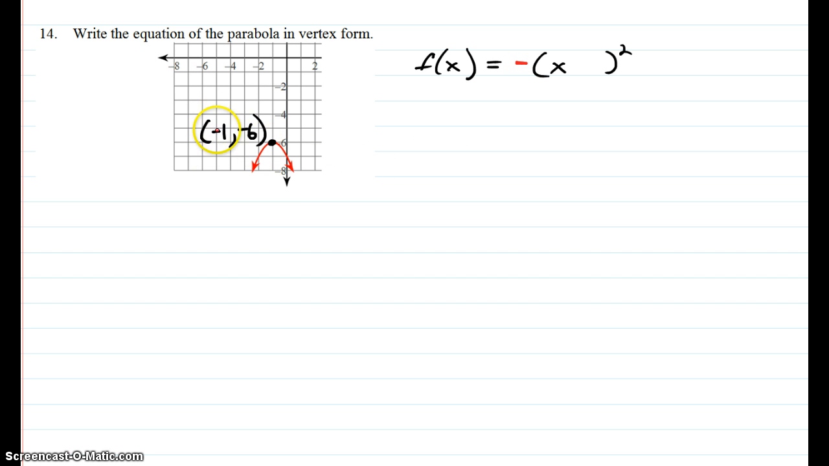And so when we plug this in, we're going to want this to be a +1, because -1 plus 1 gives us that 0 we're looking for. And then on the outside, that k would be -6. So since it says vertex form, we can leave our answer like this.